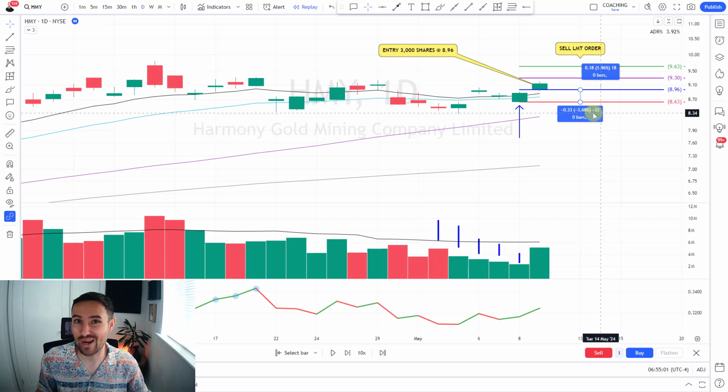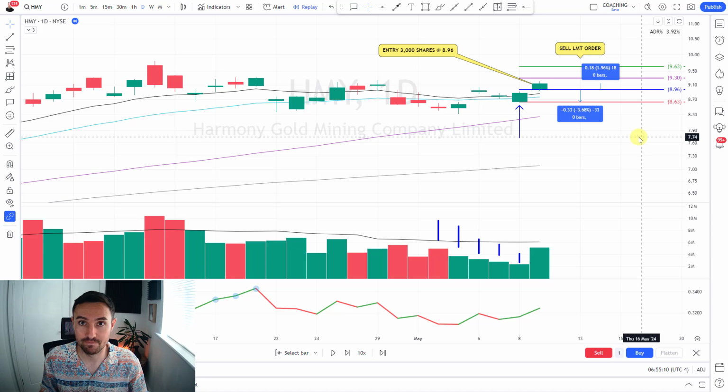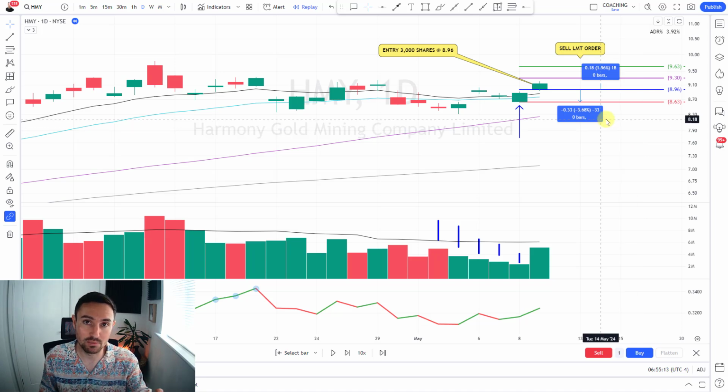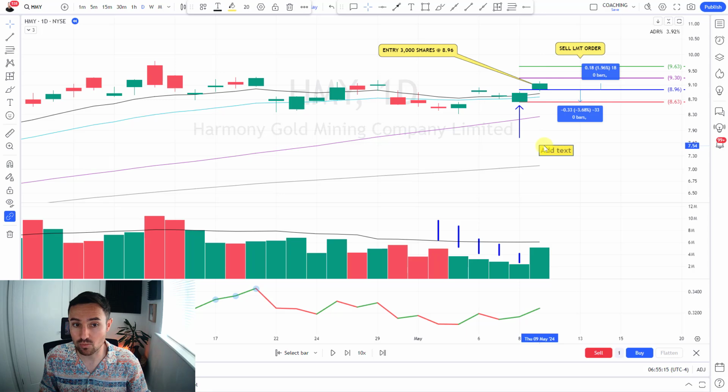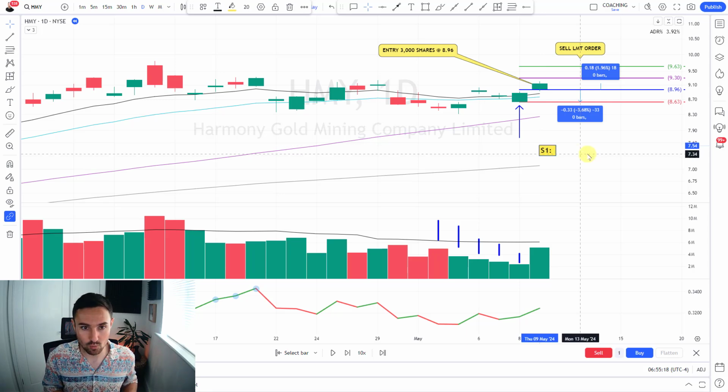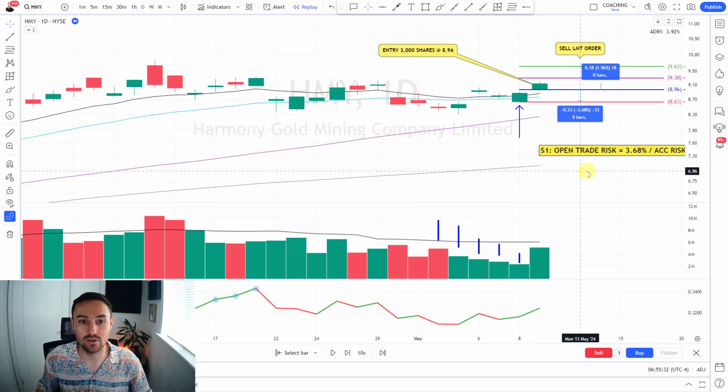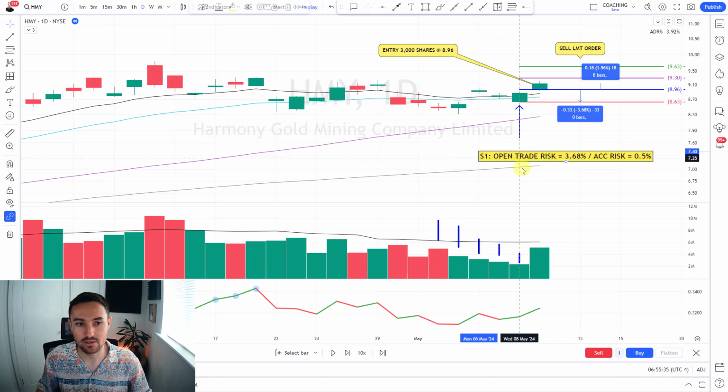Now, in terms of total account equity risk, maybe that's 0.25%, 0.5%. Maybe you really pushed it and you're risking 0.75% of your total account equity on this position. So, okay, let's go with 0.5%. So scenario number one, this is where we run through different scenarios. Let's just put S1. You have open trade risk equals 3.68%, and account risk equals, let's say you risk 0.5% of your account on this one. So that's scenario number one.